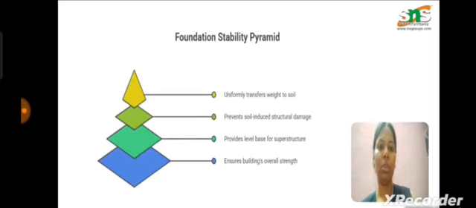Next one is the function of a foundation. There are four main functions of a foundation. First one is the uniform weight transfer. The whole weight of the building is transferred to the foundation, and the foundation transfers the whole weight to the soil. This is the main purpose of the foundation. Next one, it prevents soil damage or structural damage. Next one, it provides a base for the superstructure. Next one, it ensures the overall strength of the building.